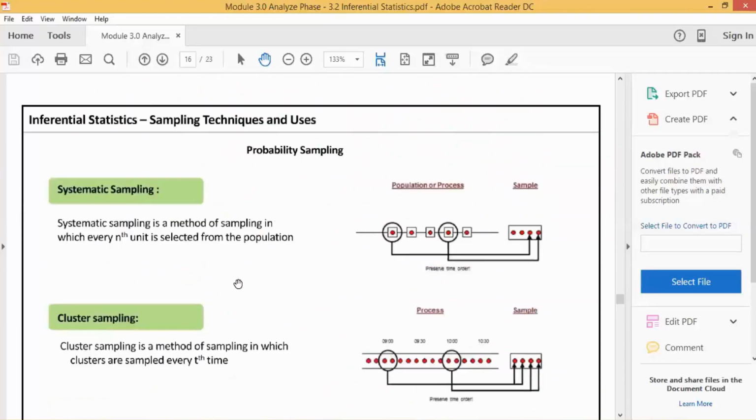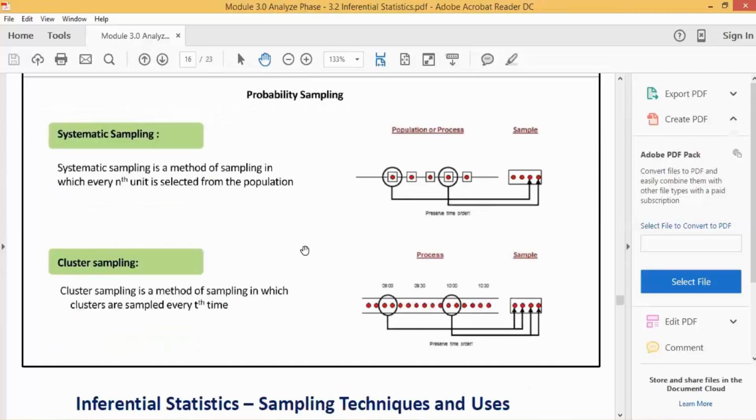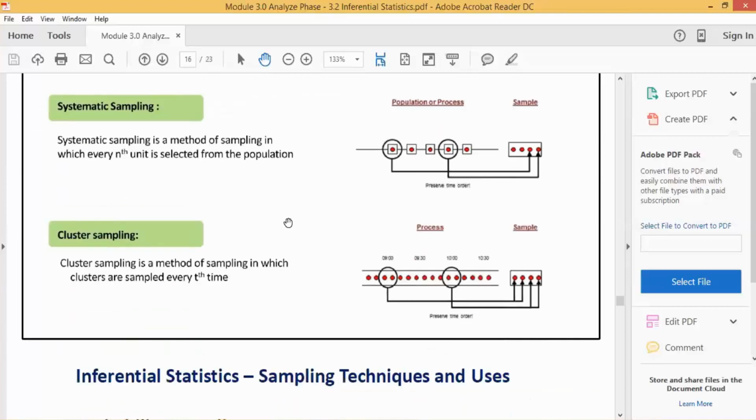What is systematic sampling? Systematic sampling is a method of sampling in which every nth unit is selected from the population in a given period of time. Okay, so this diagram is fairly self-explanatory. And what is cluster sampling? Cluster sampling is a method of sampling in which clusters are sampled every period of time. A specific time is there.